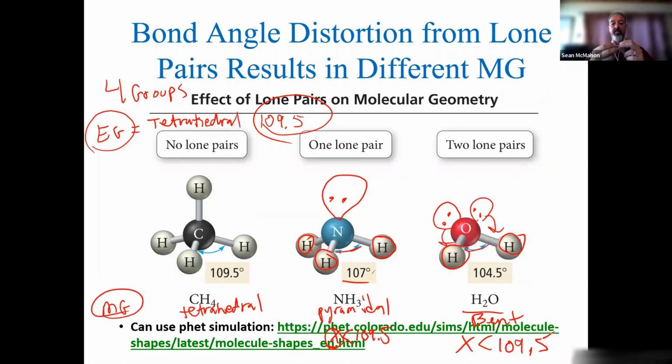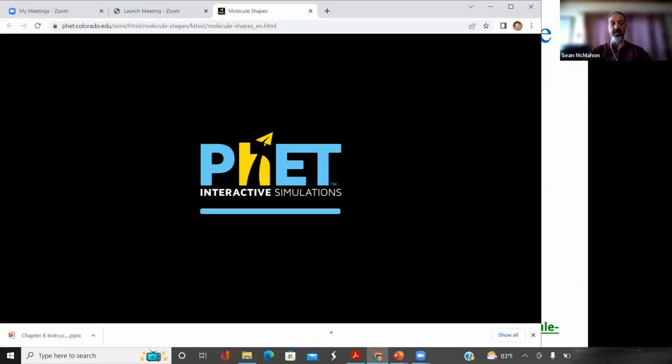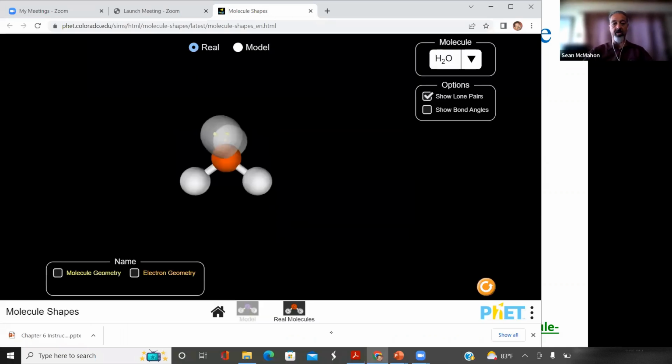So some of you are like, oh man, you're really expecting a lot if you think I can know all this. And I know, but this is part of the chem. It's tough. So here is why I like this PhET simulation. If I go to the PhET simulation, okay, now I want to go to real molecules. When I click on real molecules, whoa, look, right off the bat, it says H2O right here for the real molecule. And it's showing the lone pairs, which is good.